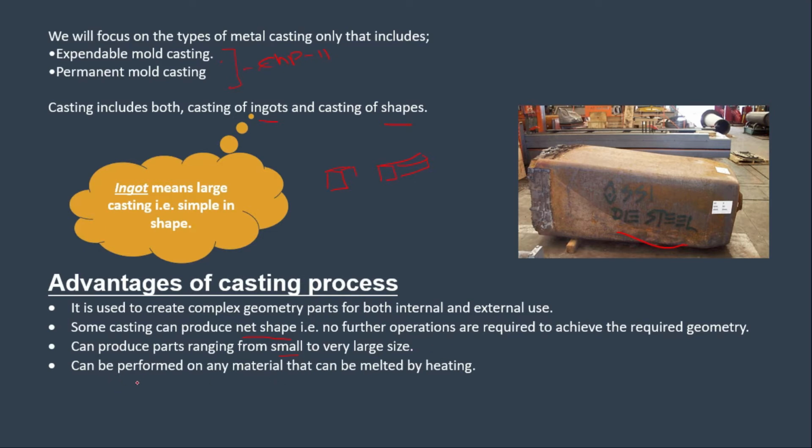Casting can be performed on any material that can be melted by heating. This is one of the greater advantages of casting, because other material forming processes like pressing, punching or drilling need separate drill bits for other materials, but for casting, any material which can be melted can be used. So the greatest challenge in casting is that you have to melt the material. Then you can simply pour it into the mold cavity, allow it to solidify, and you will simply get the shape.